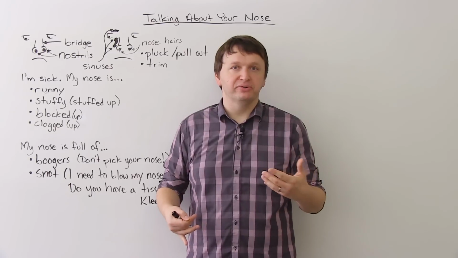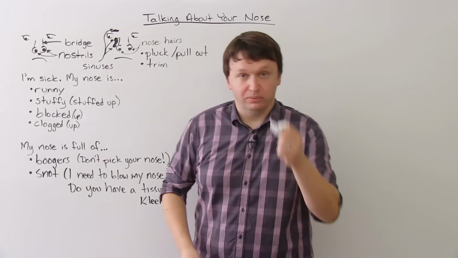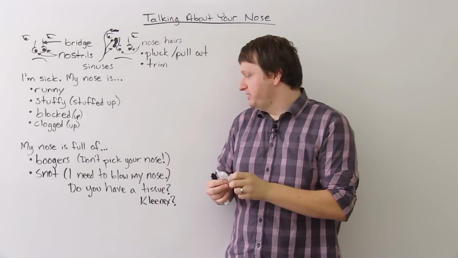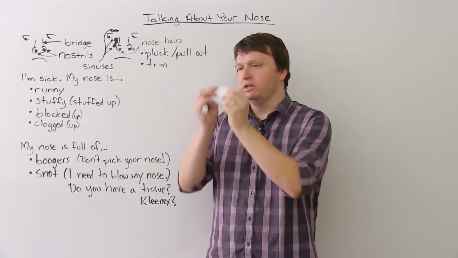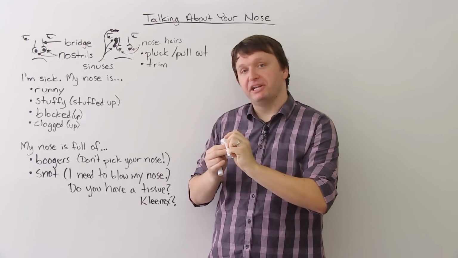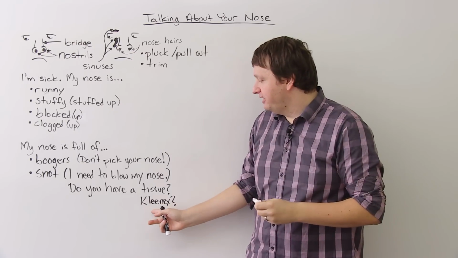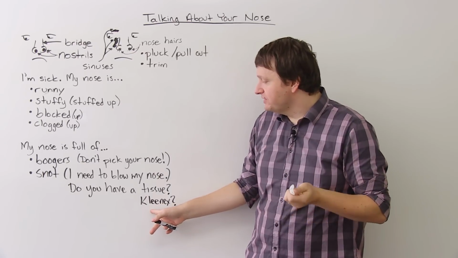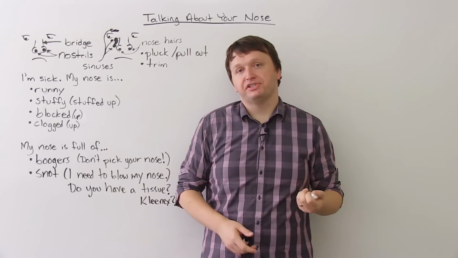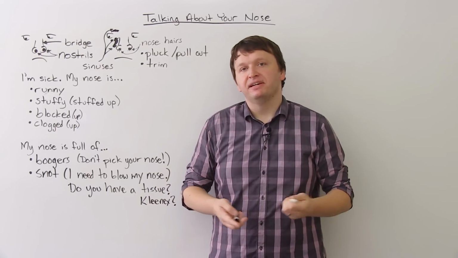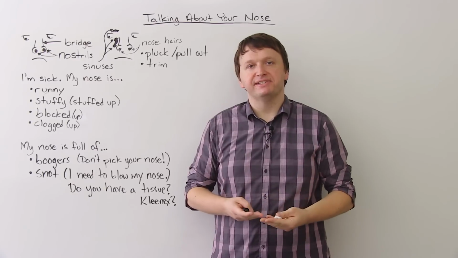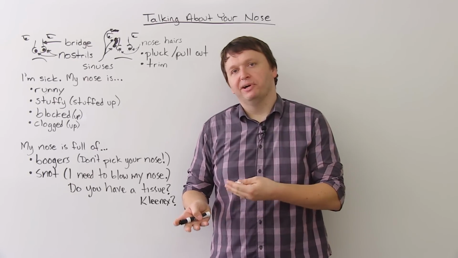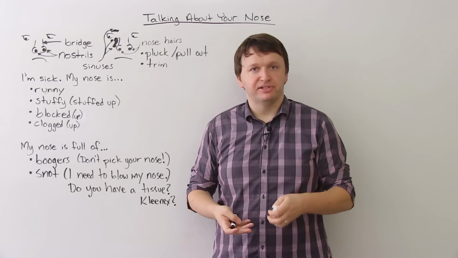So to blow your nose, you might need one of these, okay? So this is called a tissue. Do you have a tissue? I need to blow my nose, okay? Now, again, instead of tissue, a lot of English speakers just say Kleenex. Do you have a Kleenex? I need a Kleenex. And Kleenex is actually a brand name, but we use it as a common noun just to mean tissue, okay?